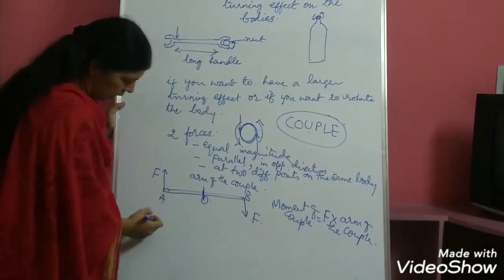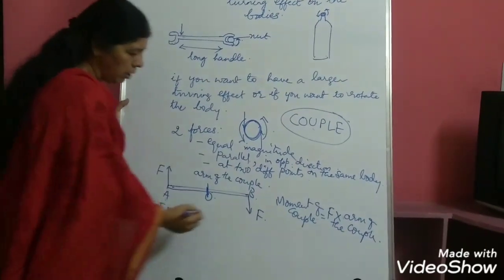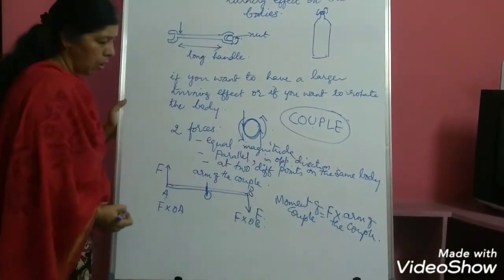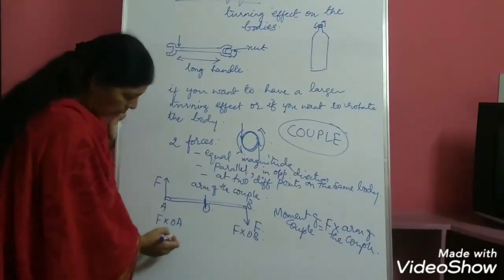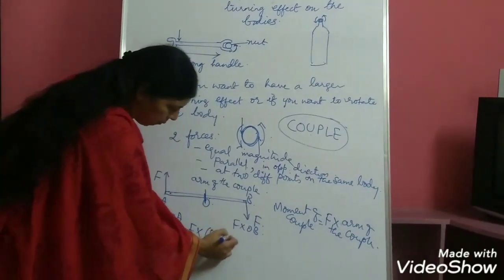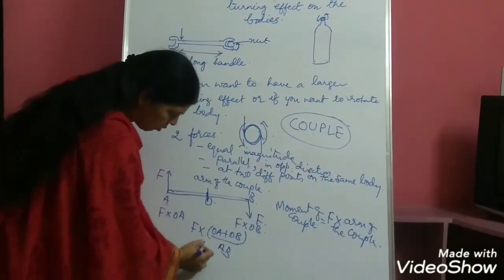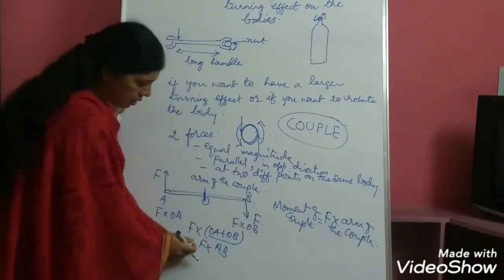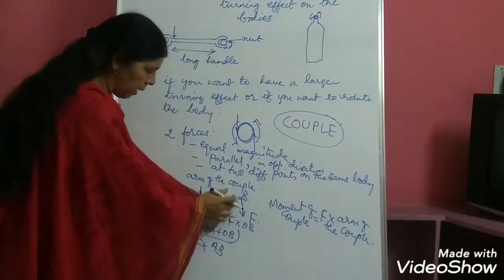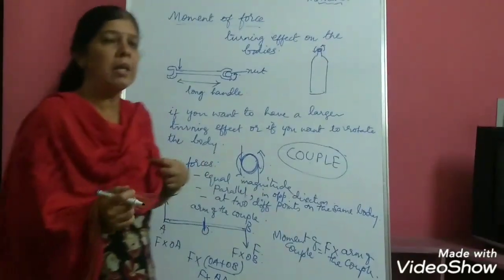Moment of force at A will be equal to F into OA. Moment of force at B will be equal to F into OB. Now, if you want to calculate the moment of couple, it will be equal to F into (OA plus OB). OA plus OB will be equal to AB. So, F into AB, force multiplied by arm of the couple. In this diagram, the arm of the couple is represented by AB. So, remember, moment of couple is equal to force into arm of the couple.